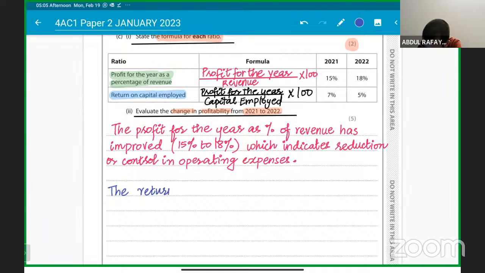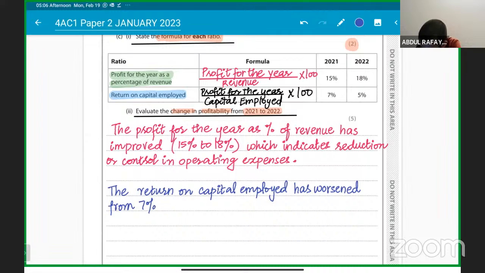The return on capital employed has worsened. The return on capital employed has worsened from 7%. What is the return on capital employed? It is how much capital you invested, like your long-term liabilities and your equity, and how much profit is generated against that. Understanding how much profit is generated against the long-term equity and liabilities that you have invested. The return on capital employed has worsened, as we can see, from 7% to 5%.